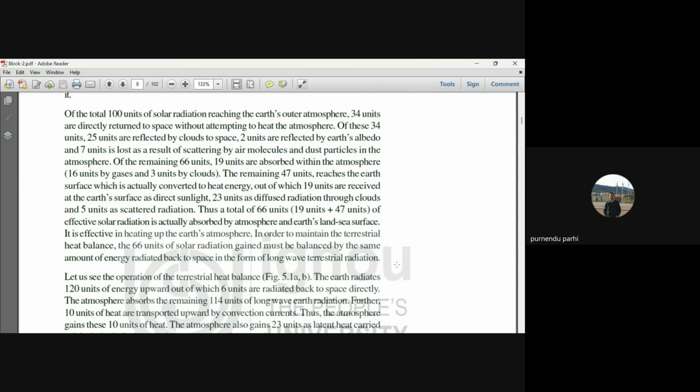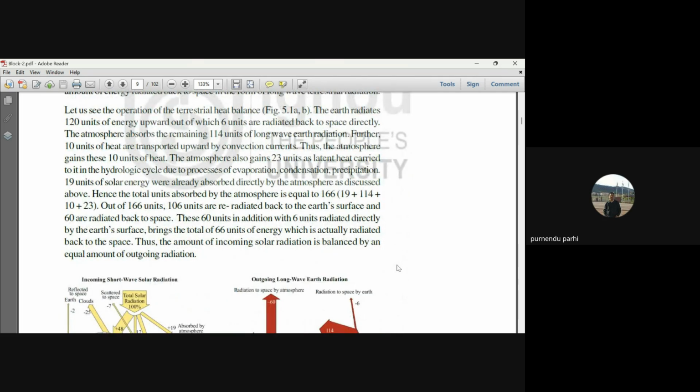In order to maintain the terrestrial heat balance, the 66 units of solar radiation gained must be balanced by the same amount of energy radiated back to space in the form of long wave terrestrial radiation. Let us see the operation of the terrestrial heat balance. The Earth radiates 120 units of energy upward, out of which 6 units are radiated back to space directly. The atmosphere absorbs the remaining 114 units of long wave Earth radiation.